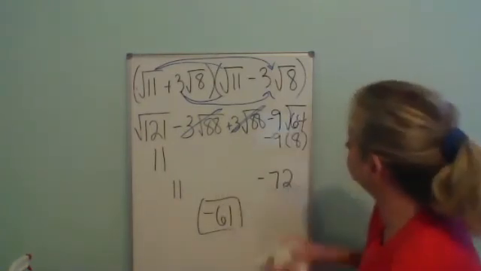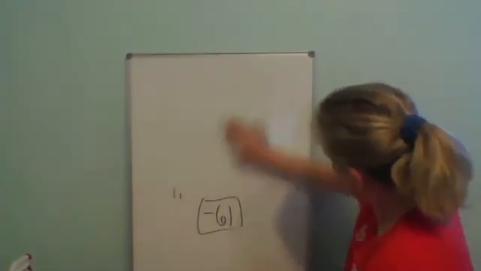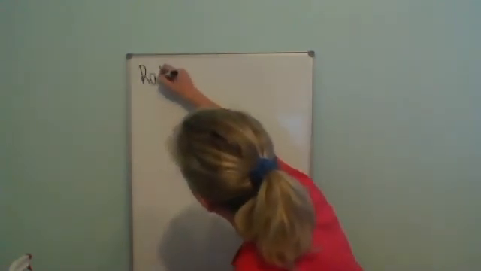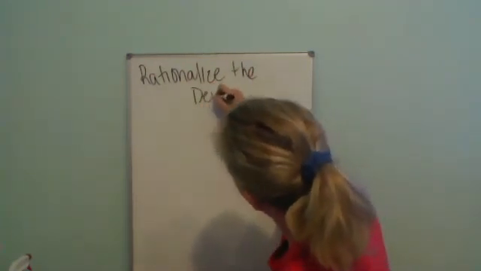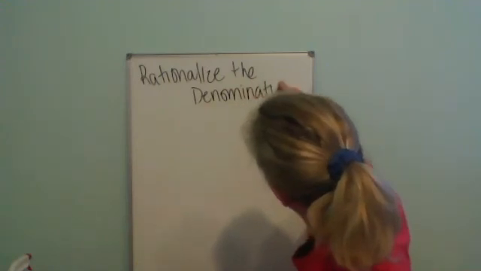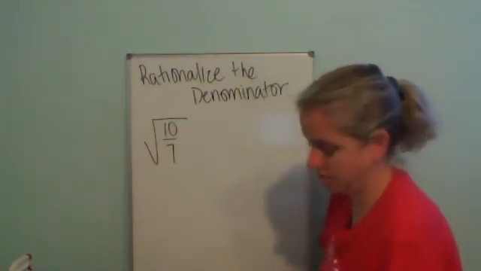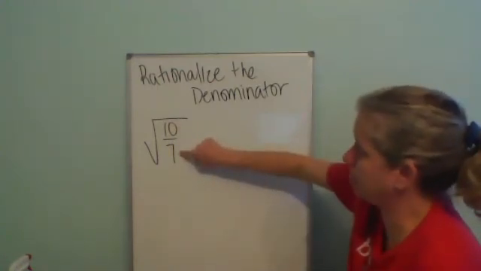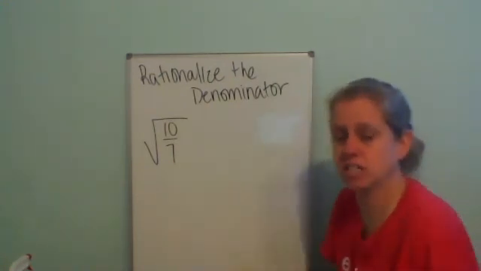All right, number 21. Rationalize the denominator. So I've got the square root of 10 sevenths. Sometimes this number will divide evenly by that one, but 10 doesn't divide evenly by 7. It gives you a long decimal. So that's when you rationalize the denominator.